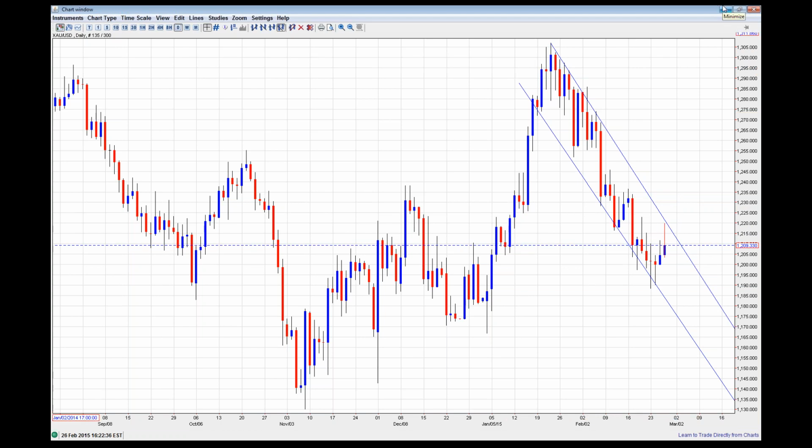I would consider going long with futures if that did happen, assuming there was a real confirmation in the U.S. dollar index.